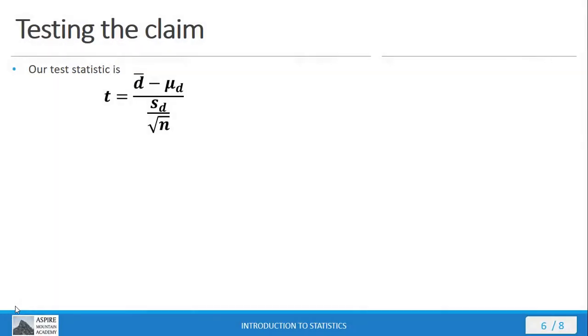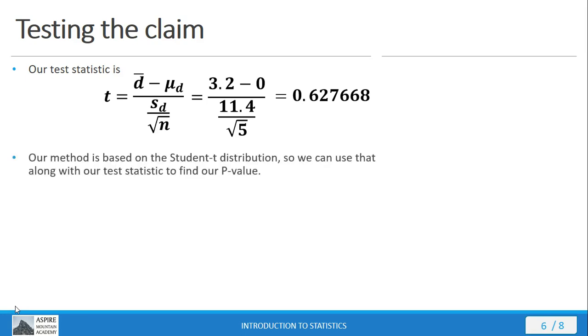To do that, we just plug what we have into our formula for the test statistic. Notice how we've got a 0 there for mu sub d. That's because we're assuming that the null hypothesis is true, and the null hypothesis was that mu sub d equals 0. So substitute the values in, punch everything on the calculator, and we come out with 0.627668 for our test statistic. We round that to as many decimal places as we want.